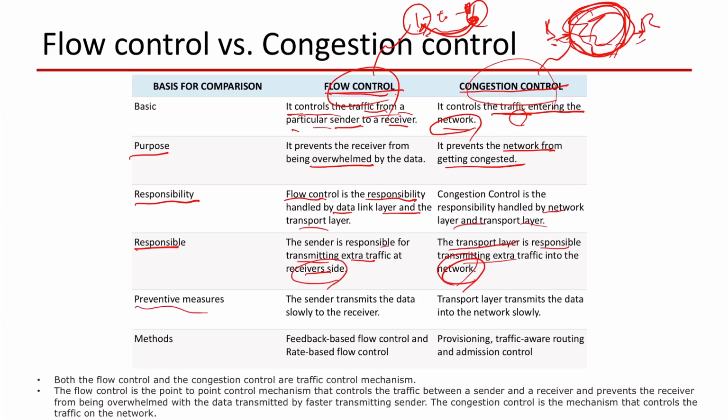Prevention measures: the sender transmits data slowly to the receiver. The transport layer transmits data into the network slowly. The methods are feedback-based flow control and rate-based control. Congestion control uses provisioning, traffic-aware routing, and admission control. Okay. So both flow control and congestion control are traffic control mechanisms. Flow control is a point-to-point control mechanism that controls the traffic between sender and receiver. So if it is about end-to-end, sender to receiver, we talk about flow control. If we talk about the overwhelming of the network, then we define it as congestion control.